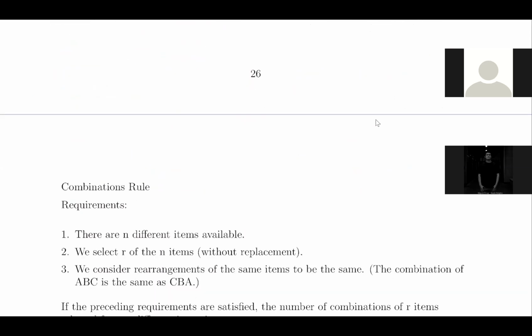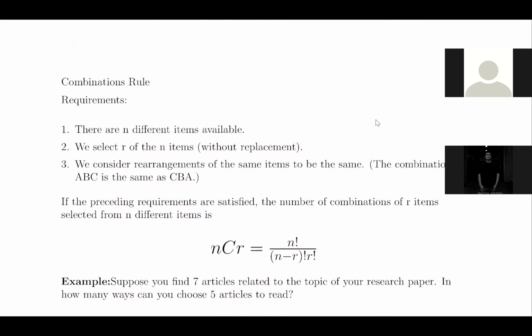A combination, pretty much the first 2 are the same as the first permutation. So there's n different items, so that means there's no item that repeats. R is selected without replacement. But in this case, it doesn't matter the order. So A, B, C and C, B, A will be considered the same, because the order doesn't matter.